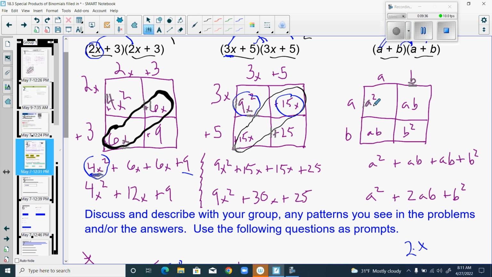Lastly, we also have a pattern for this last term. So take a look at what's happening here. How am I getting this 9? Well, let me clean this up a little bit. Get my eraser. How am I getting this 9?